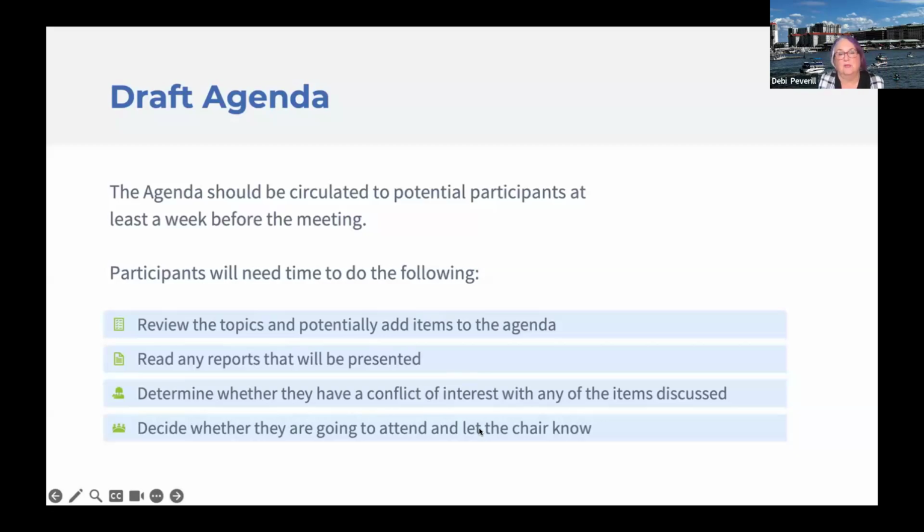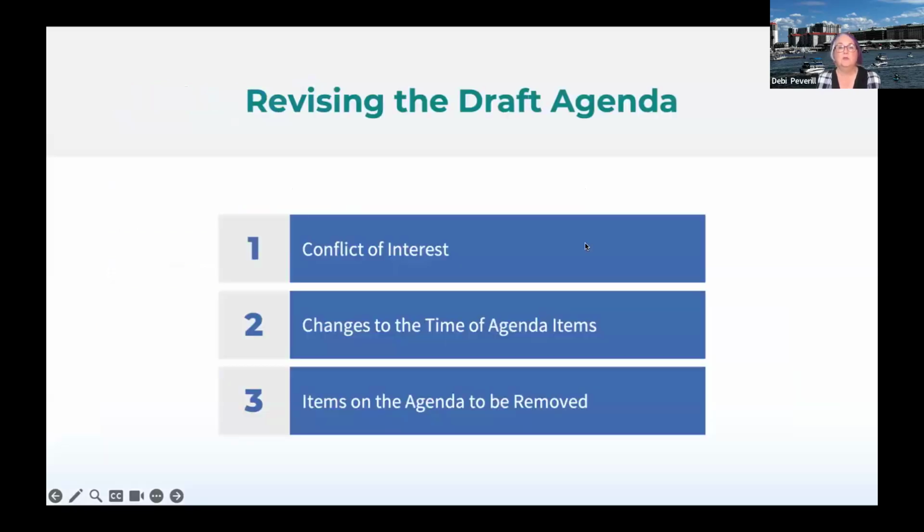And we have to let the chair know, because one of the reasons we need to know is, are we still going to have a quorum? If we hear from a number of people that they're not going to make the meeting, then the meeting may not be able to be held, and we have to scramble around and pick another time. So what revisions happen to the draft agenda? Do you have a conflict? Do you want to add or subtract time from an agenda item? Do you want to remove an agenda item from the agenda?